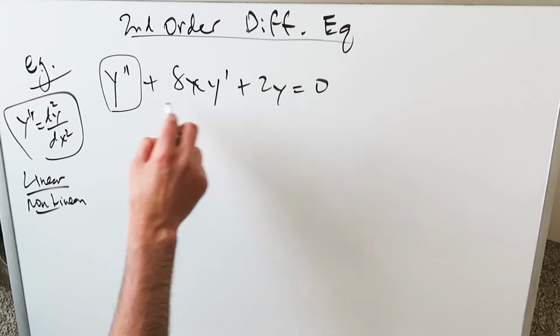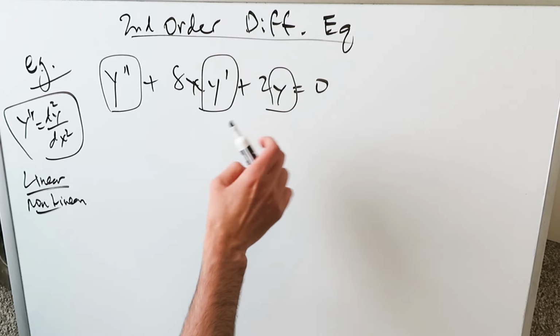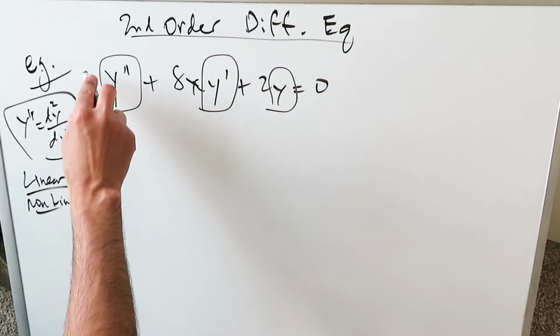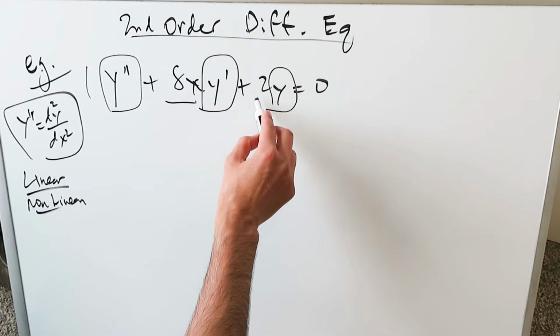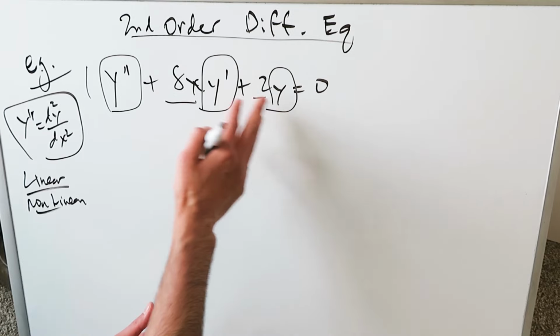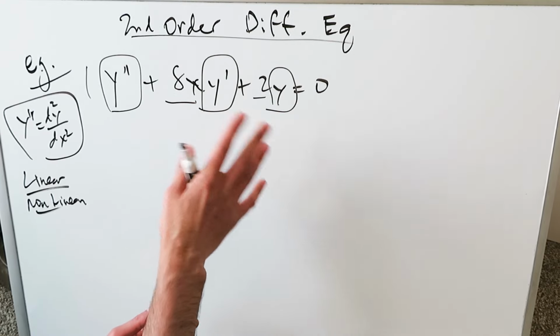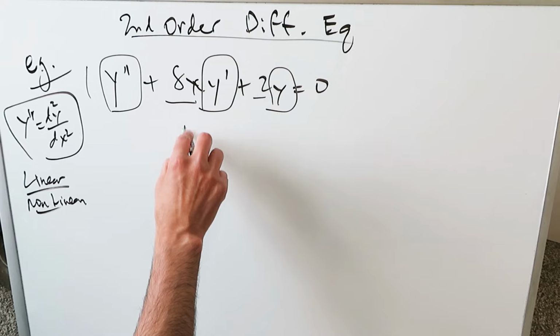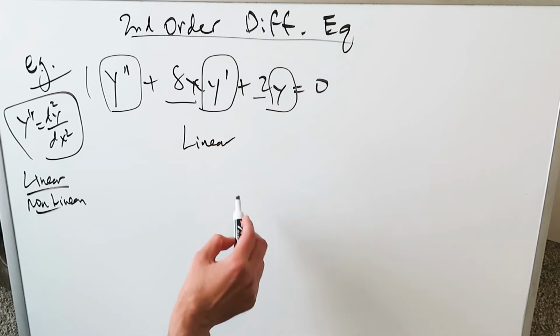You have these variables or derivatives of y which are clean. They're attached to coefficients, which is fine. Here your coefficient is 1, here your coefficient is 8x, here the coefficient is 2, but they're clean, unaffected derivatives of variables of y to the power of 1. They're not affected in any way. So you're certainly looking here at a linear second order differential equation.